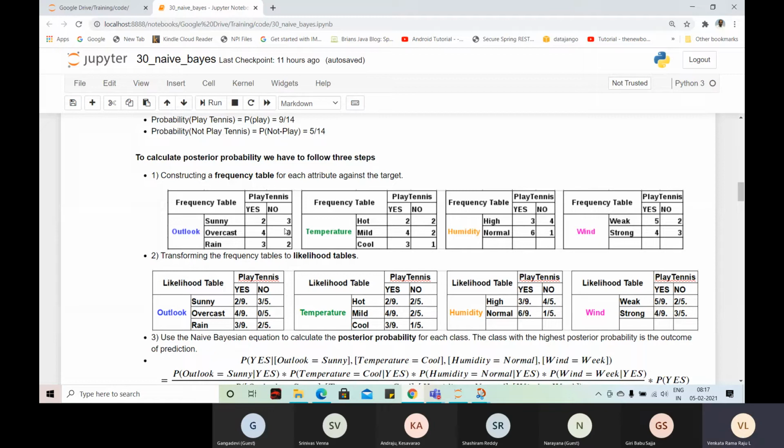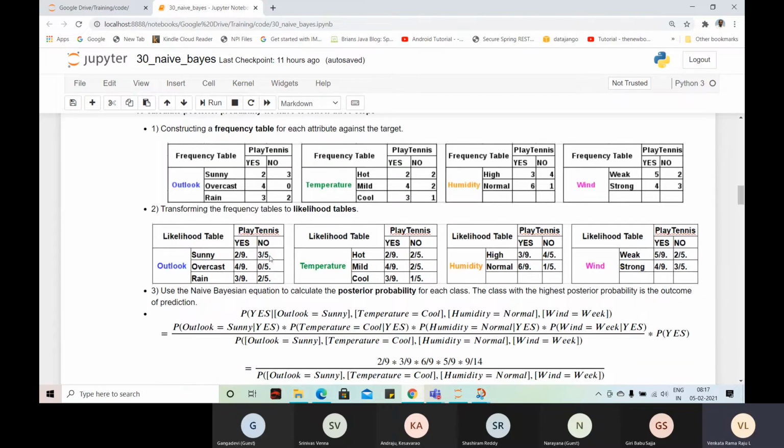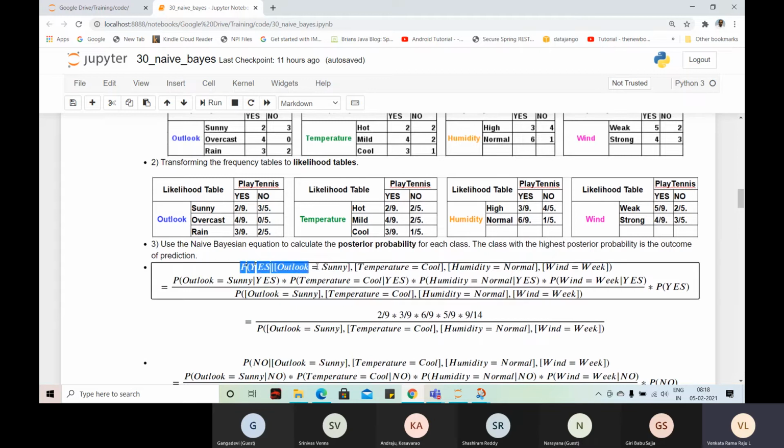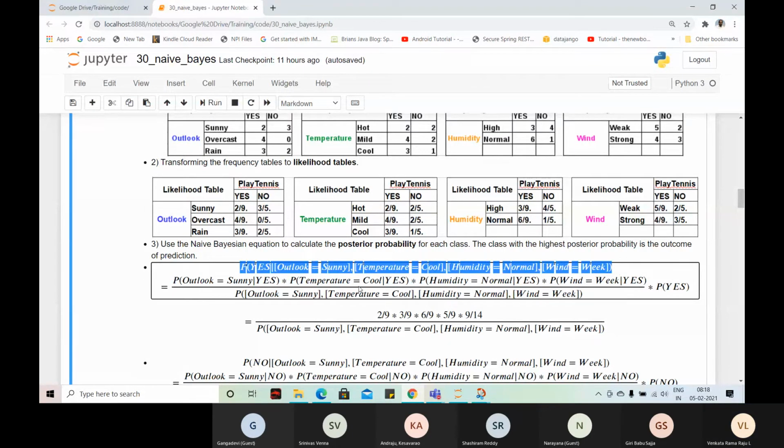So when you actually use the naive Bayes algorithm, it finds these frequency tables. Using these frequency tables, it will calculate likelihood tables, the probabilities. And then these are independent probabilities, right? So for x1, you need to calculate the probability of yes given outlook is equal to sunny, temperature is equal to cool, humidity is equal to normal, and wind is equal to weak. If you have to find that probability, we are assuming that the outlook, temperature, humidity, and wind are independent.